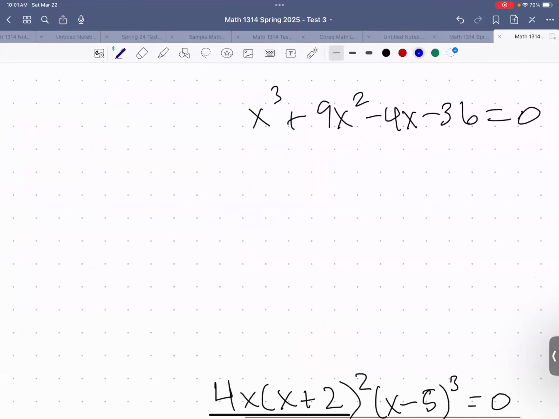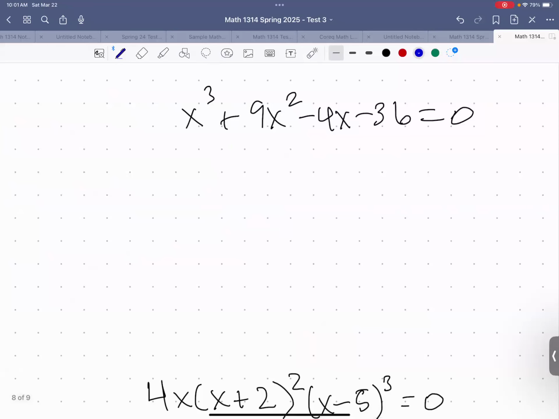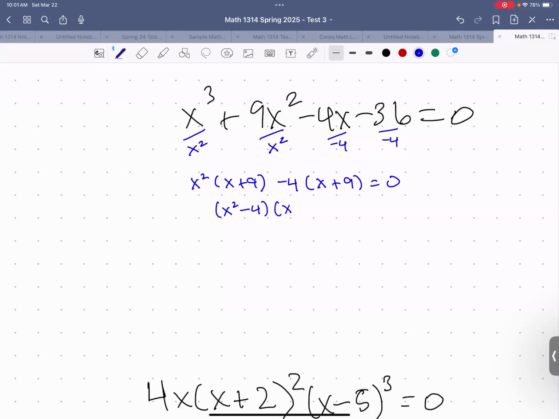Here on this one, we have x cubed plus 9x squared minus 4x minus 36 equals 0. This one is a 4-term polynomial. We should go ahead and factor by grouping. This gives us x squared, which will then give me x plus 9. This one, they both divide by negative 4. So I have a negative 4. That's going to give me x plus 9 as well. That means we're going to have x squared minus 4 and x plus 9 equal to 0.